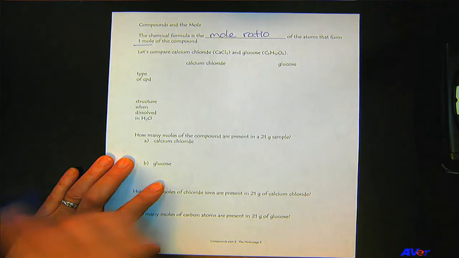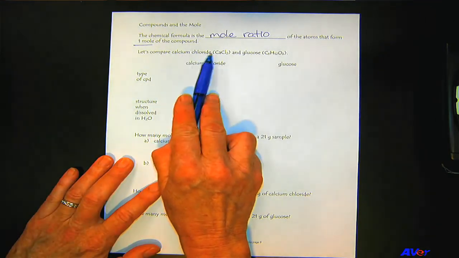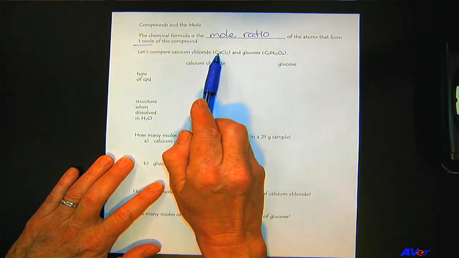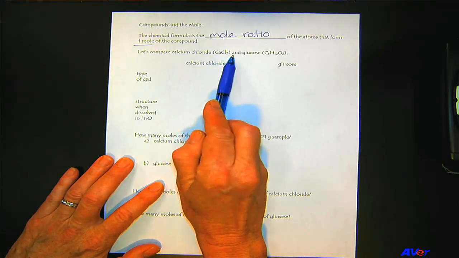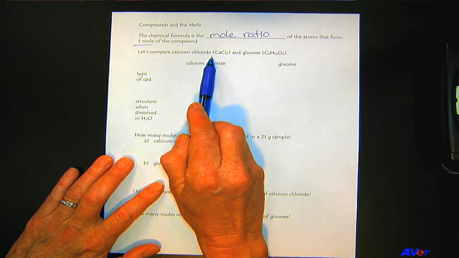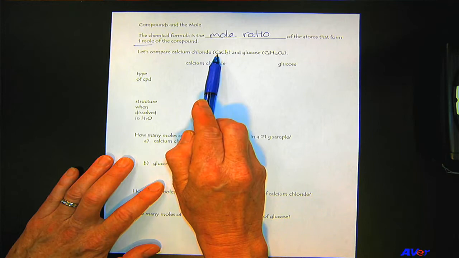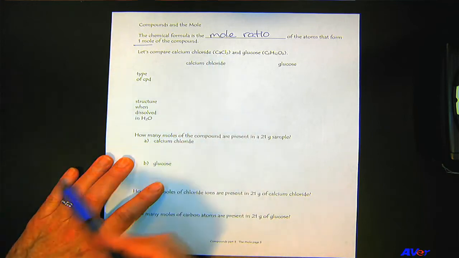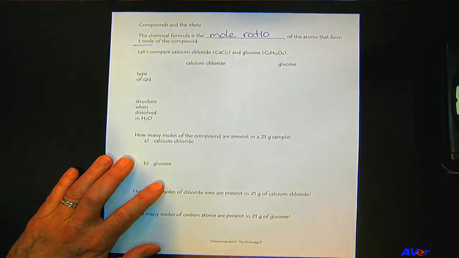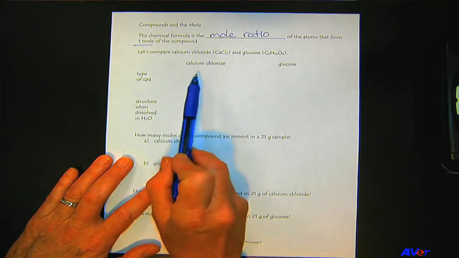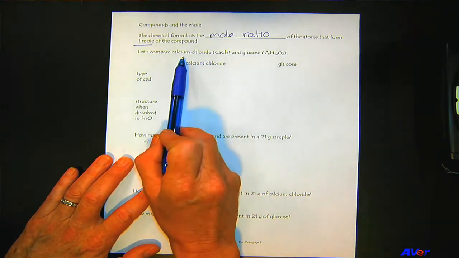So let's compare calcium chloride with glucose. If we're thinking, we could say there's 1 calcium ion and 2 chloride ions. But now that we know about the mole, we could say there's a mole of calcium and 2 moles of chloride. See how we can interchange individual ions with moles. So let's compare these.